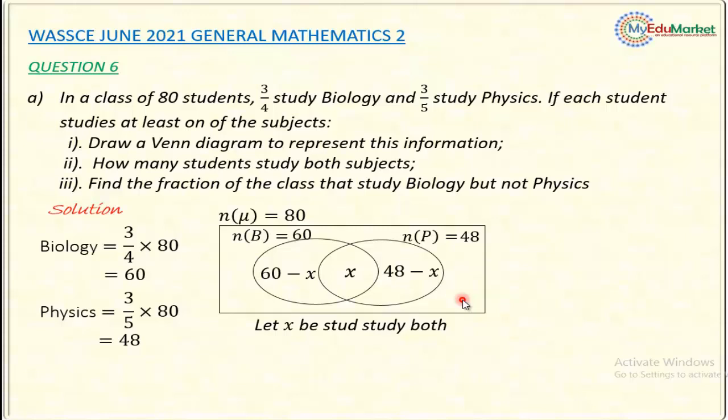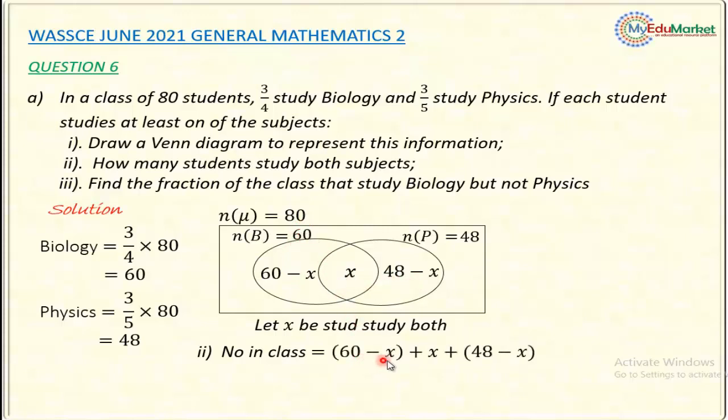I'll move to question Roman 2, where I'm asked to find those that study both subjects, meaning this value of X. To get this, I will write the equation for the entire population of the class. The entire population, remember, is 80. So this entire population will be those that study biology only, plus those that study biology and physics, plus those that study physics only. If I add these 3 groups, it will give me the total population of the class.